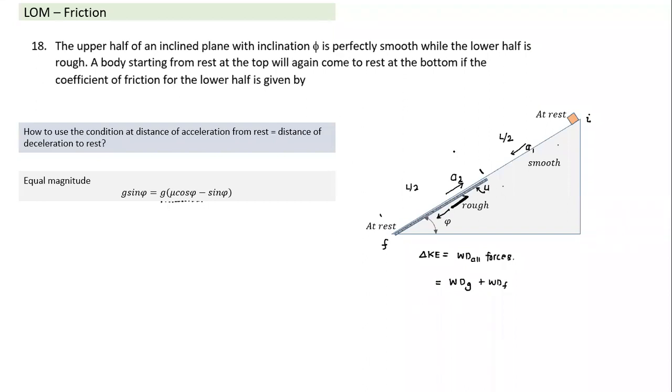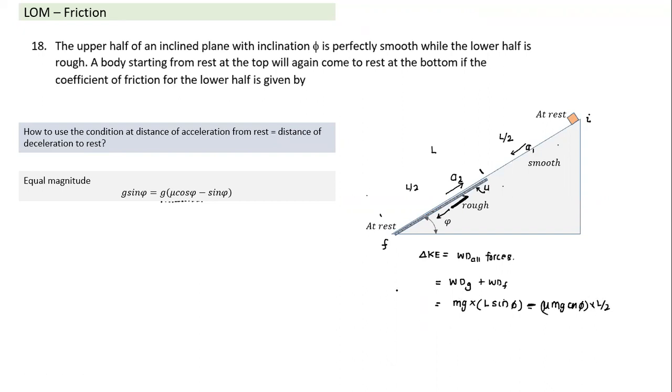If I call the length of the inclined plane L, the work done by gravity will be positive. Work done by gravity is equal to mg into vertical displacement, which is mg into L sine phi. And what will be the work done by friction force? Friction work will be negative. Friction force is equal to mu mg cos phi, and the displacement is L by 2. That also we can write.